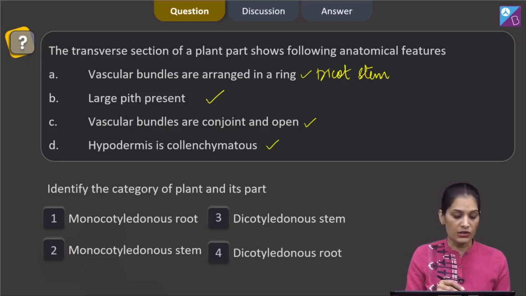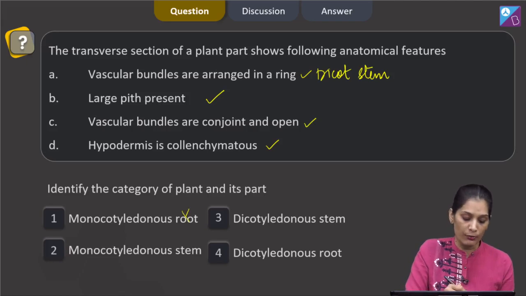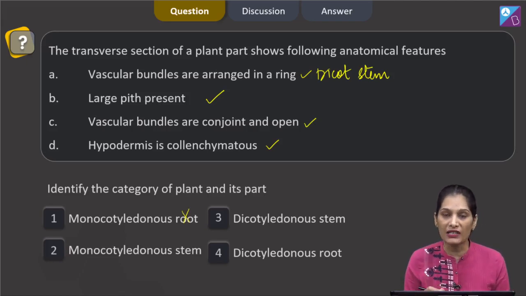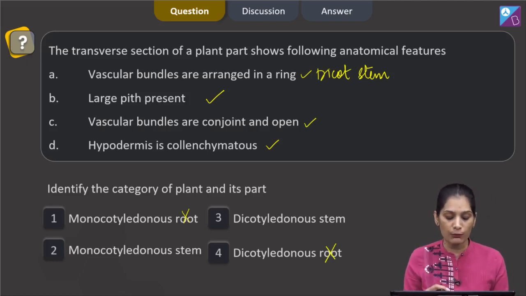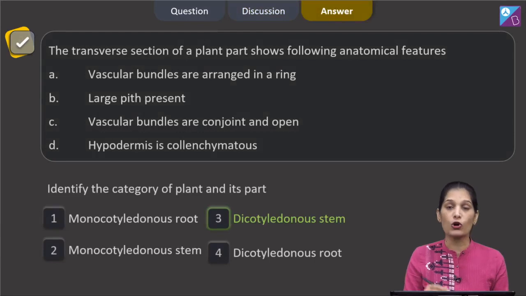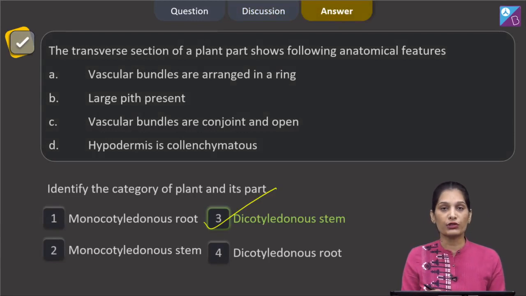So if we see the options now, identify the category of plant and its part. 1. Monocotyledonous root. No, because root has radial vascular bundles, not the conjoint. So option number 1 and 4 are ruled out, as in both the options root is given. Now second and third, in second it is monocotyledonous stem, which is not also possible because colonchima is generally absent and the vascular bundles are scattered, not they are arranged in a ring. So the correct option for the given question is option 3, which says dicotyledonous stem. Let's move to the next question.